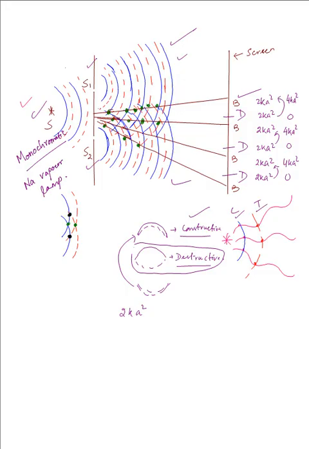But do try this out, this diagram, and you will be obtaining those bright and dark places on the screen in front of it.